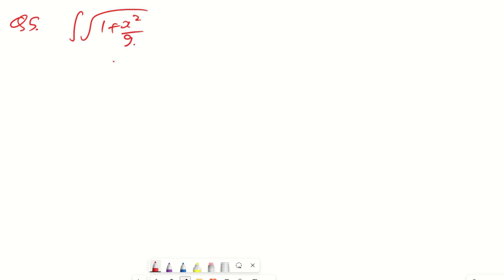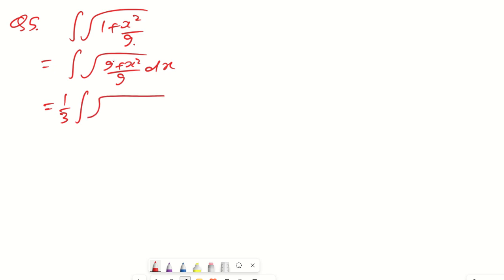So what we can do, we can write this down as integration of square root of 9 plus x square by 9 dx. So 9 can be taken out, and since it is under square root, it can be taken as 1 by 3, okay, into integration of, this is nothing but, square root of x square plus 3 square dx, or a square plus x square, if you want to write that way. So this is nothing but the integration of square root of x square plus a square. So the formula for this was what?